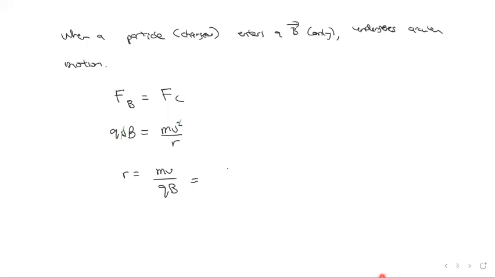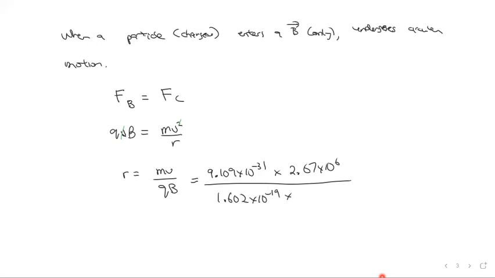So you can find that it's 9.109 times 10 to the power minus 31. The velocity we just worked out earlier is 2.67 times 10 to the 6, just from our earlier work. You need to then divide by the charge of the electron, which of course is 1.602 times 10 to the power of negative 19. And the magnetic field strength was 3 times 10 to the power of negative 3. So quick calculation there.